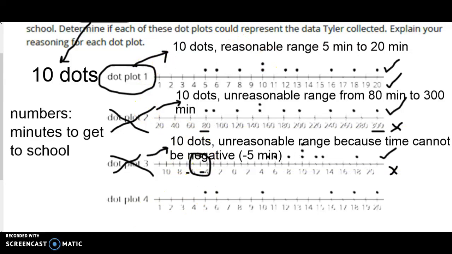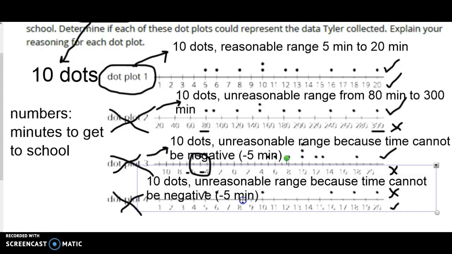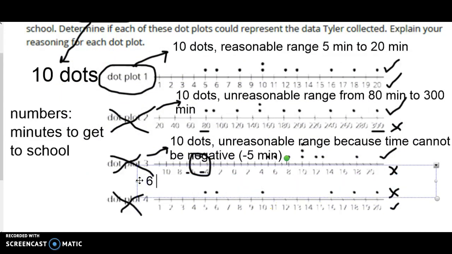Dot plot number 4, looking at my range, it goes from 5 to 20 minutes. That checks out. Then I'm counting my dots. 1, 2, 3, 4, 5, 6. Are there 6 students? No, there are 10 students. So dot plot number 4 doesn't work either, but for a totally different reason. Dot plot number 4, I have only 6 dots, which is not okay. 6 dots, reasonable range.